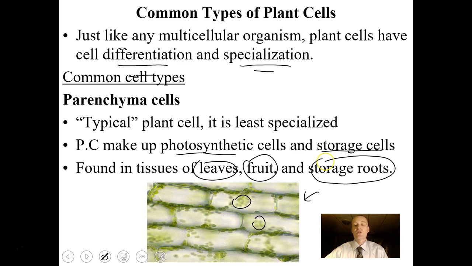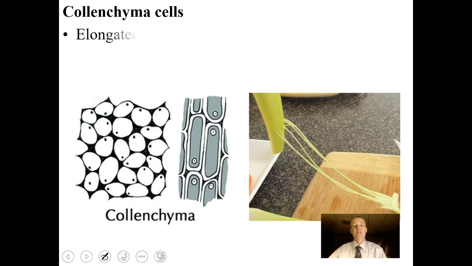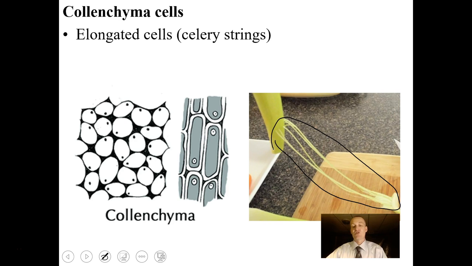The next type of cell would be collenchyma cells. These are very elongated cells. If you've ever eaten celery before, there's a picture of celery. You can actually pull celery into little strands. Those little strands are collenchyma cells. That just gives you an idea of what they look like.